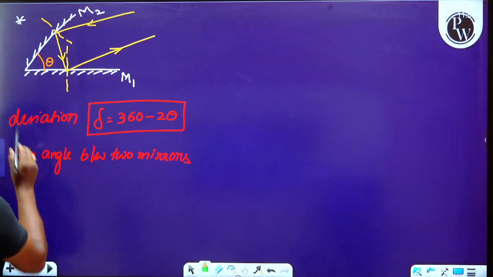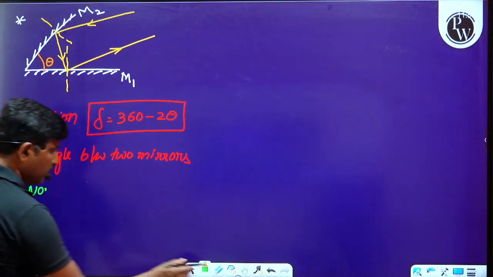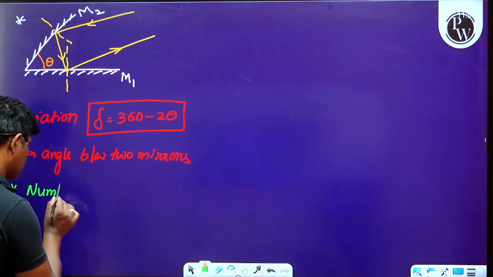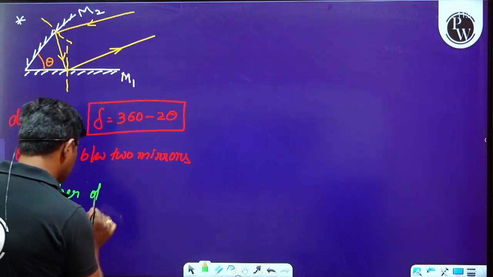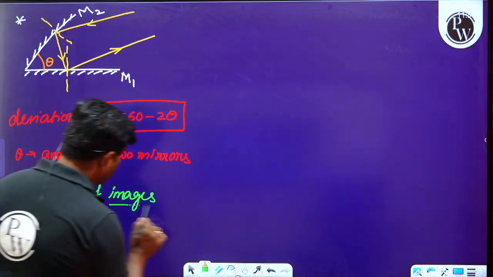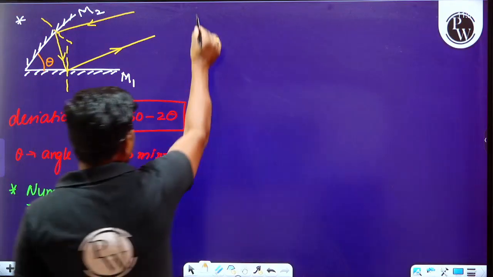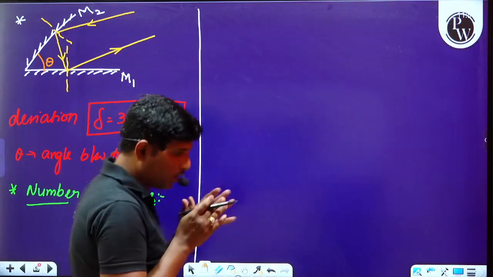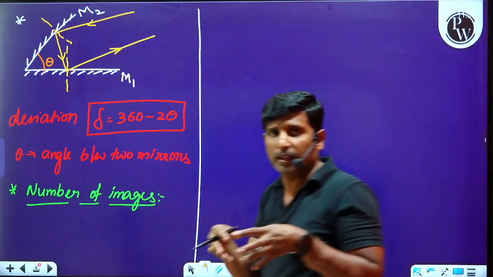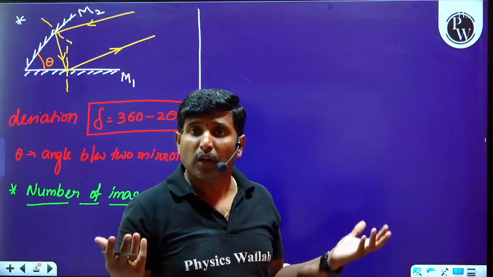Okay. So let us see how we can calculate the number of images. So please think about this. Number of images formed by the two mirrors. Whenever we place a material between the two mirrors which are inclined at an angle theta, they will produce a number of images.